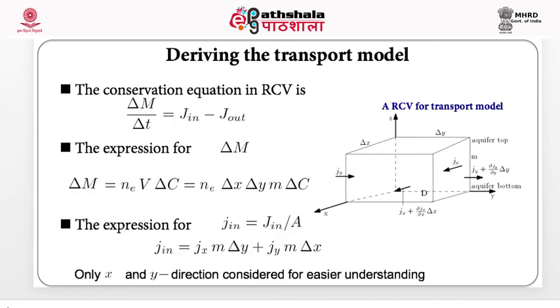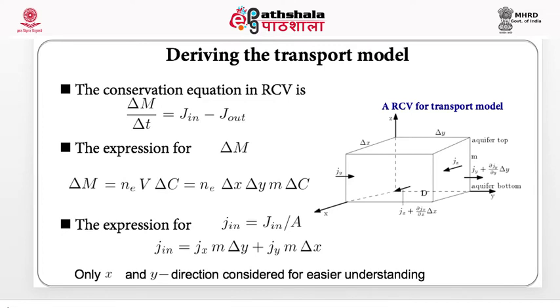The conservation equation for the mass transport is that the change in mass over the time t in the model aquifer equals the mass flow rate at the inlet minus the mass flow rate at the outlet. Now, to derive this mass transport model, we'll have to come up with the expression for each of these terms in the conservation equation, as we also did in the flow model derivation.